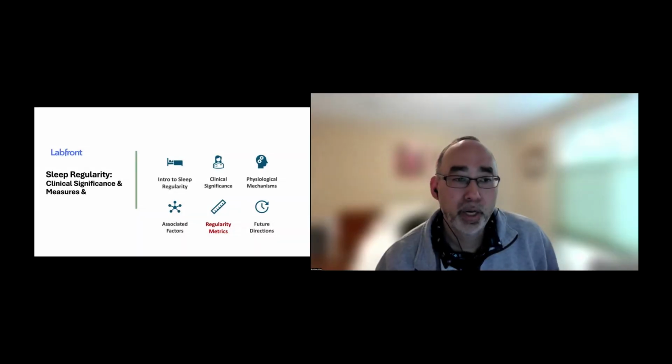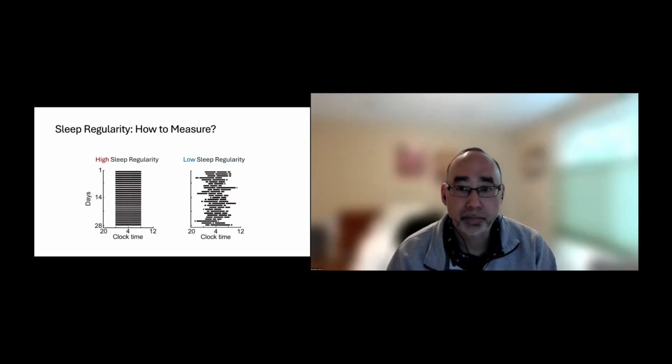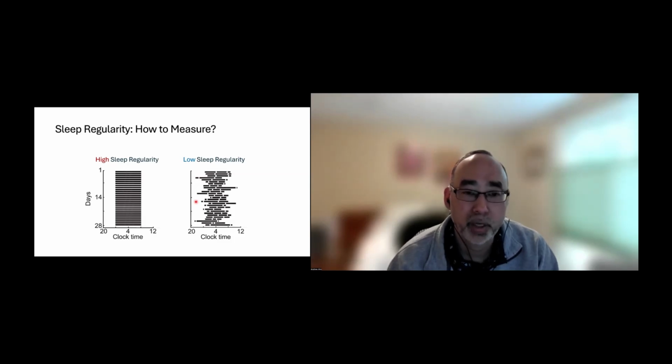So now, what are the regularity metrics that are available for us to utilize in the studies that we do? And how would you quantify this? So if you can imagine, you have this individual who has this raster plot, clearly has low sleep regularity. How would you create a quantitative measure to quantify this? And there are multiple ways to do it.